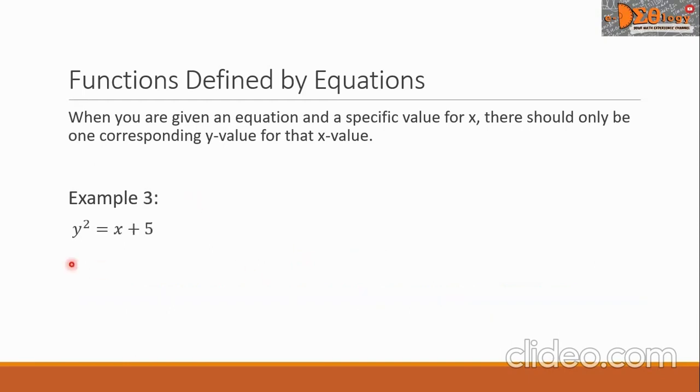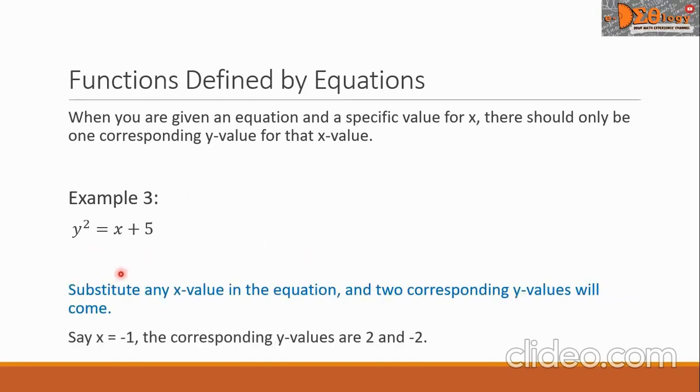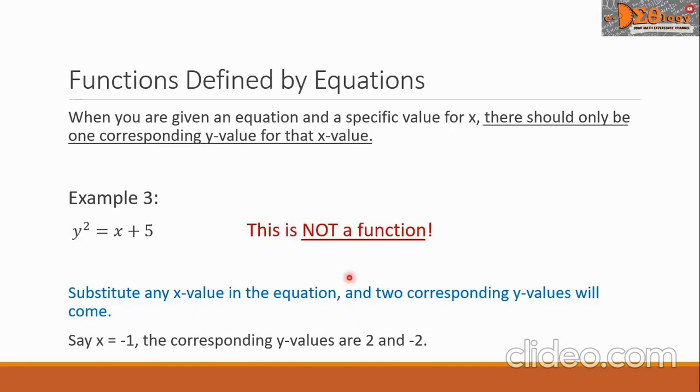Example 3, y squared equals x plus 5. We will substitute any x value in the equation and two corresponding y values will come. Suppose we put x equals negative 1. The corresponding y values are 2 and negative 2. This is not a function because, as a rule, there should only be one corresponding y value for that x value.